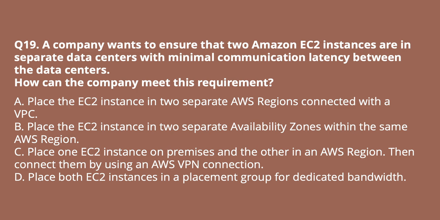So the correct answer here is option B, place the EC2 instances in two separate availability zones within the same AWS region. So they will be in different data centers. So an availability zone is equal to one data center. So if we put our EC2 instances in two separate availability zones, this will include our two data centers.